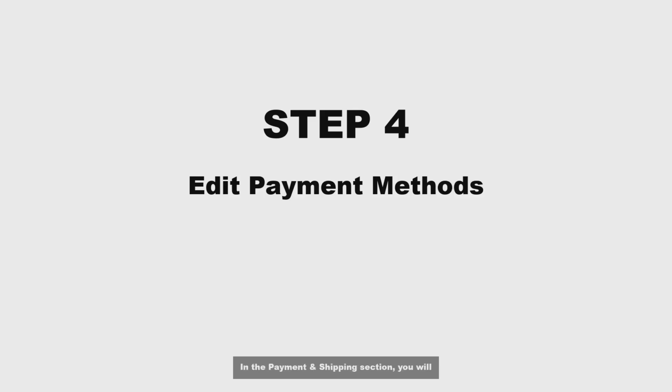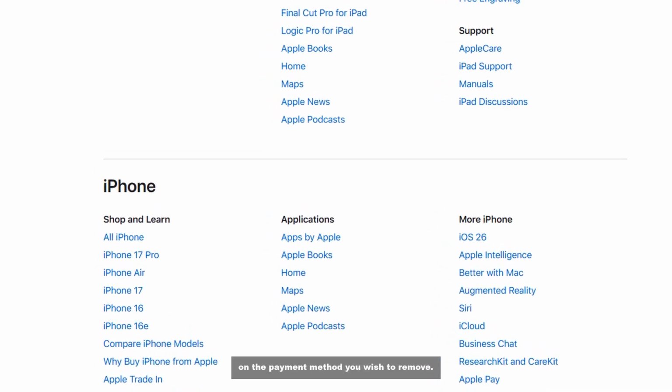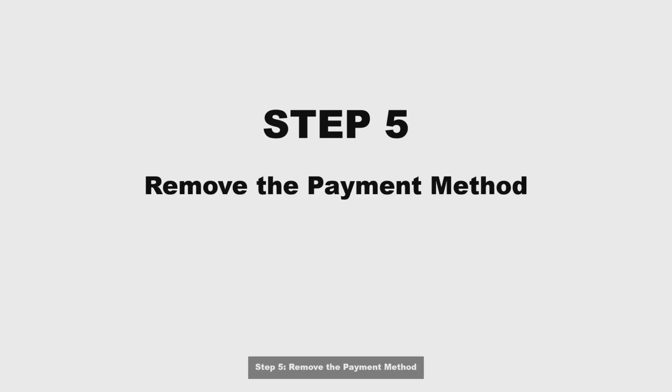Step 4. Edit Payment Methods. In the Payment and Shipping section, you will see your current payment methods listed. Tap on the payment method you wish to remove.